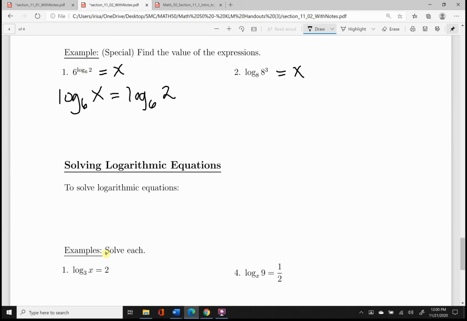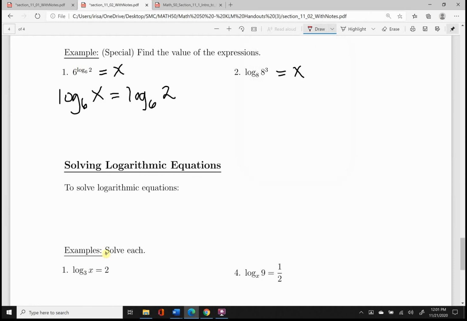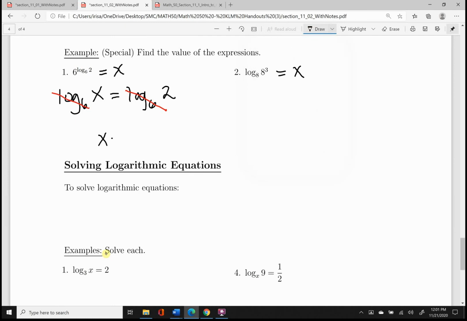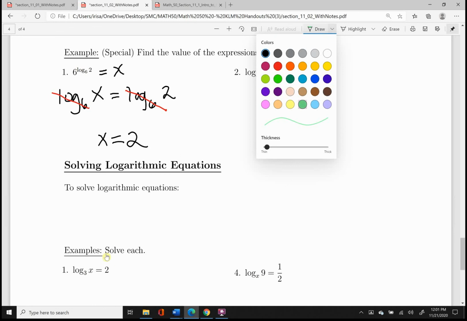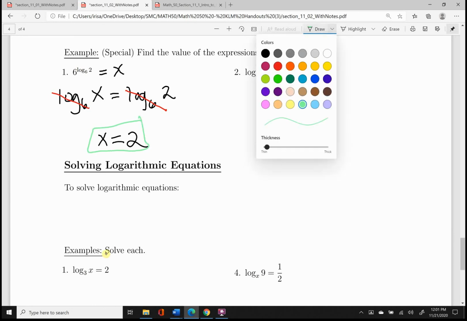Now, notice that we have log base 6's of different arguments on both sides. Well, just as you can drop the bases if they're equal to each other and set the exponents equal, you can also do so with the logarithms as long as they're the same base. So it's just like dropping the bases with the exponential version of this, and you can set the arguments equal to each other, and that's how you're going to get x equals 2 for the value of this particular exponential expression. Okay? Fun.